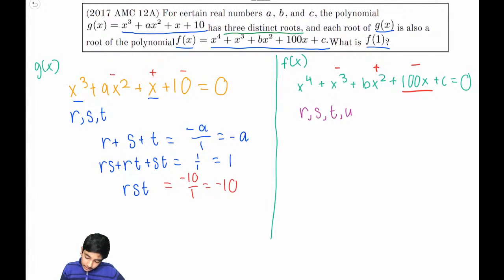Okay, so if it has roots r, s, t, and u, we have that r plus s plus t plus u is equal to negative 1 over 1, or just negative 1. Then I'm just going to write them out to make it clear, hopefully, because I don't want to make this confusing. But it's not really needed to write them all out.